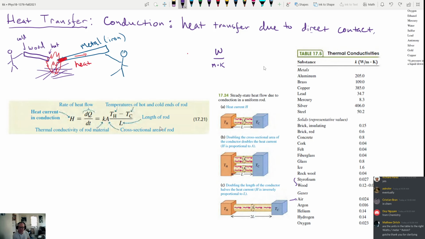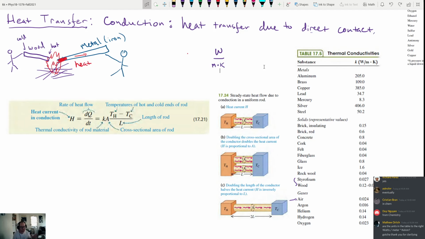Alright, so we have the idea of what conduction is: heat transfer due to direct contact. This is the most common way that you experience heat. You pick up a cold glass, it feels cold. You touch something hot, it feels hot. You walk outside on a hot day, and it feels hot on your skin. You jump into the ocean, and it's cold. That's conduction. Anytime something touches, that's conduction.